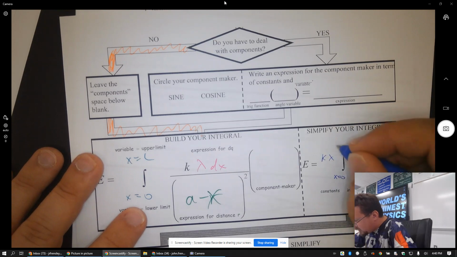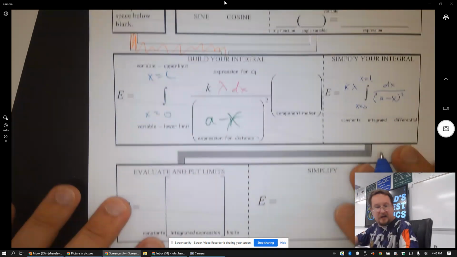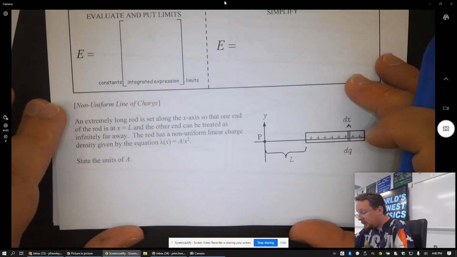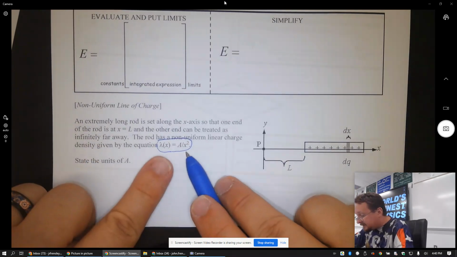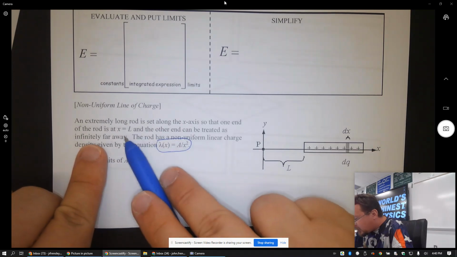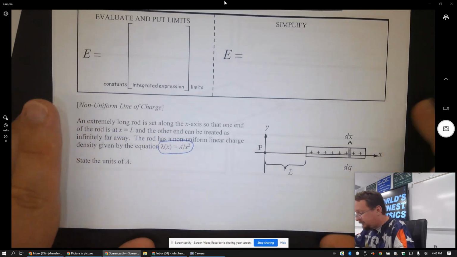Right, x equals 0 to x equals L, right? And so you evaluate and you get whatever it is. Okay, then I'm going to make the students do a non-uniform line of charge. So notice that here is the density function. That's the density function right there. And we're going to go from x equals L to the other end can be treated as infinitely far away.